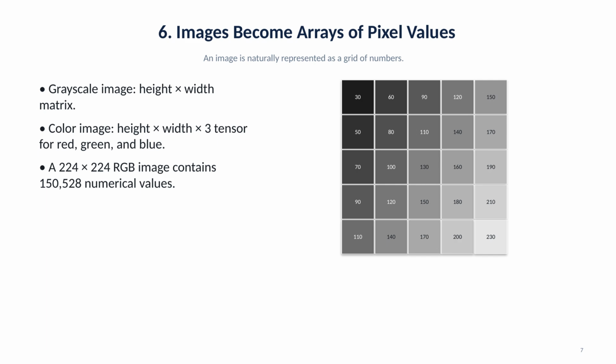Images are already numbers. Each pixel corresponds to a numerical value in a grid. A grayscale image is a height by width matrix of intensities. A color image adds a third dimension, 3 channels for red, green, and blue, so it becomes height by width by 3. For example, a 224 by 224 RGB image contains 150,528 numerical values.